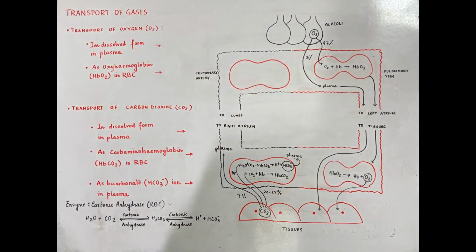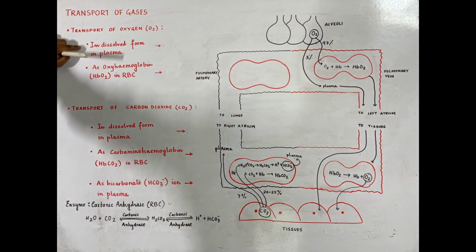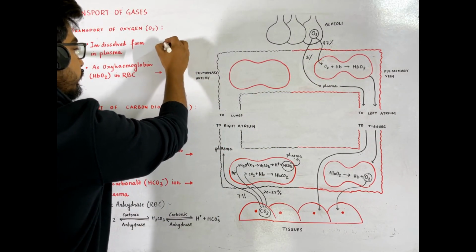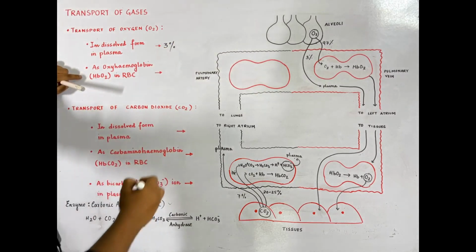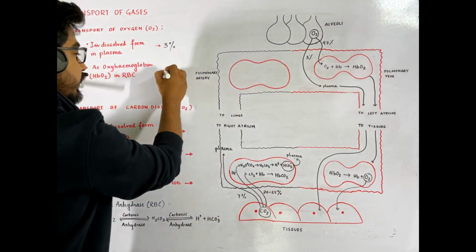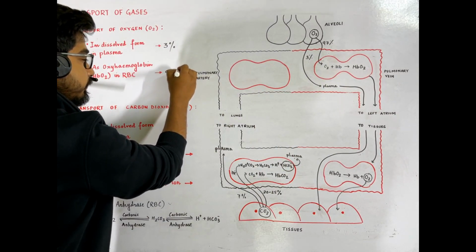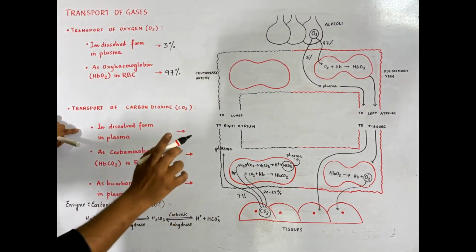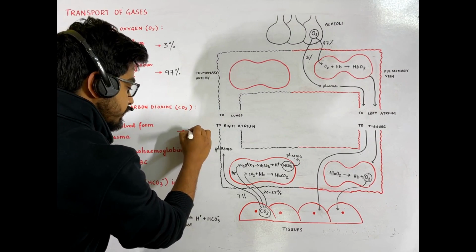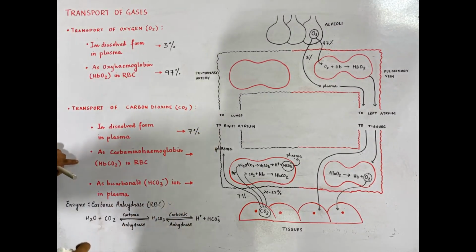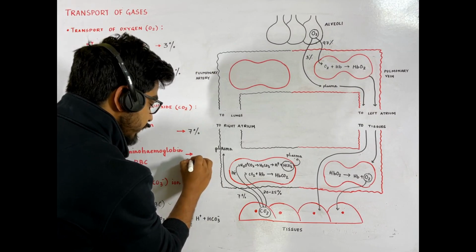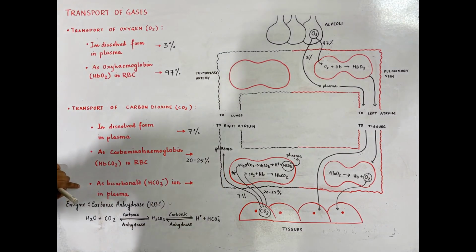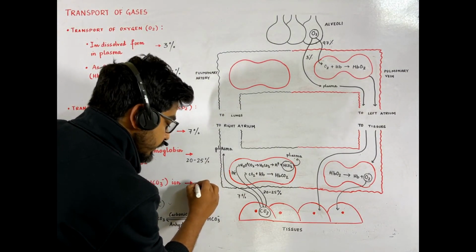So what do we see? We see transport of oxygen in dissolved form in plasma is 3%, as oxyhemoglobin in RBC is 97%. Coming to carbon dioxide, directly in dissolved form in plasma, 7%, as carbaminohemoglobin is 20 to 25%, and as bicarbonate ion in plasma is 70%.